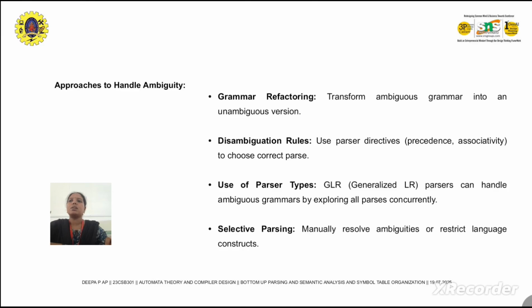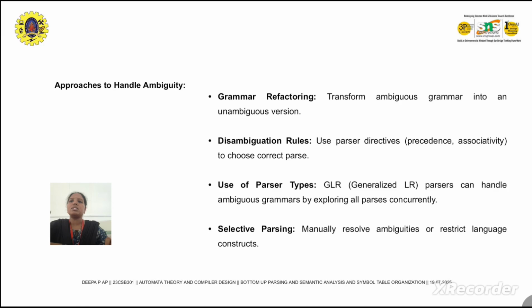The third method is using GLR, generalized LR parsing, with GLR as the abbreviation. These parsers can explore multiple parse trees simultaneously and handle ambiguous grammar effectively. Another method is selective parsing, where ambiguities are manually resolved or restructured.